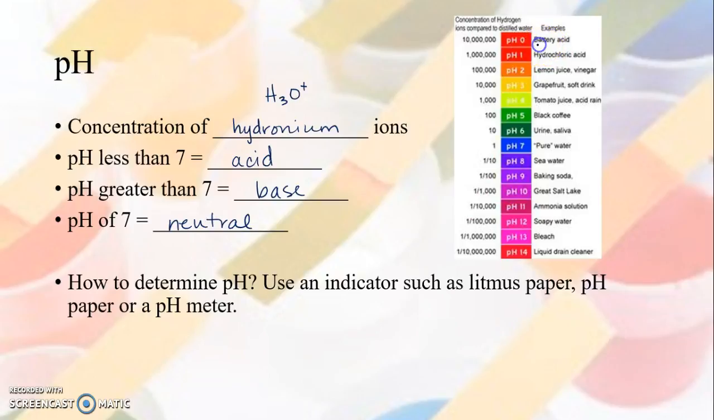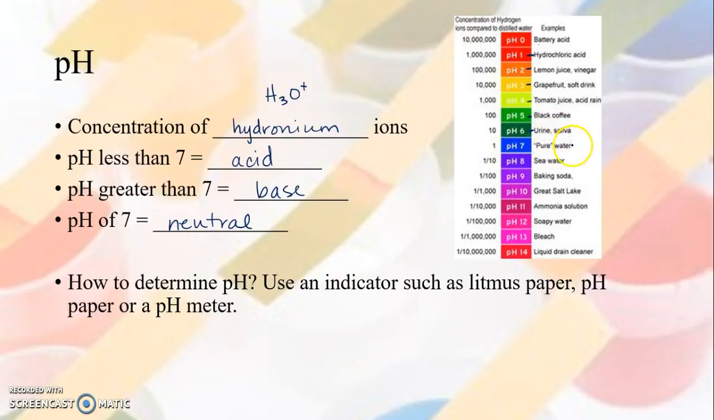Battery acid has a pH of 0. Hydrochloric acid, you can find that in your stomach, has a pH of 1. Lemon juice and vinegar, pH of 2. Soft drinks, look at that, pH of 3. Tomato juice and acid rain, pH of 4. Black coffee has a pH of 5. Your urine when you go to the bathroom and your saliva has a pH of 6.